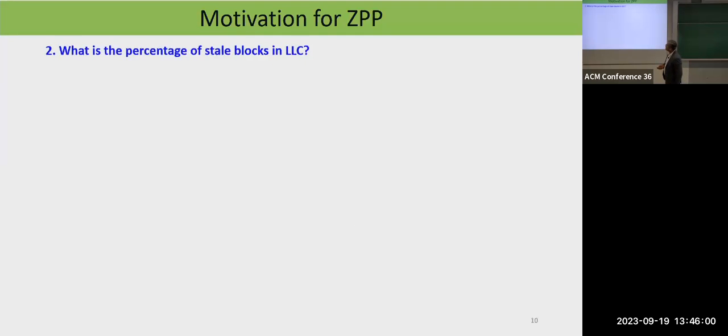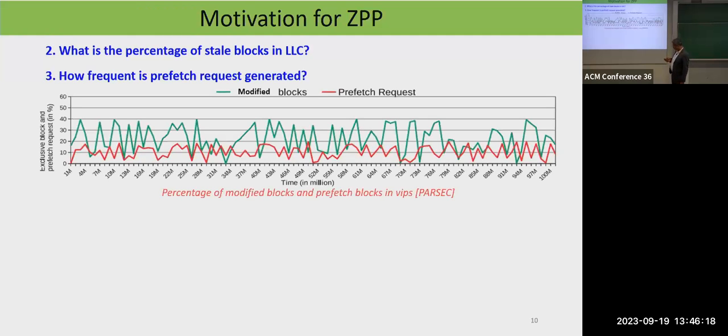The second question is, what is the percentage of stale blocks? Like I mentioned, if you have a modified block in the private L1 cache and your L2 cache, wherein you are going to keep it, is it stale? What is the percentage of that? And the next question is, how frequently is a prefetch request generated? Our study shows this for one benchmark, VIPS from the PARSEC suite. During the simulation, the x-axis shows the simulation from 1 million to 100 million.